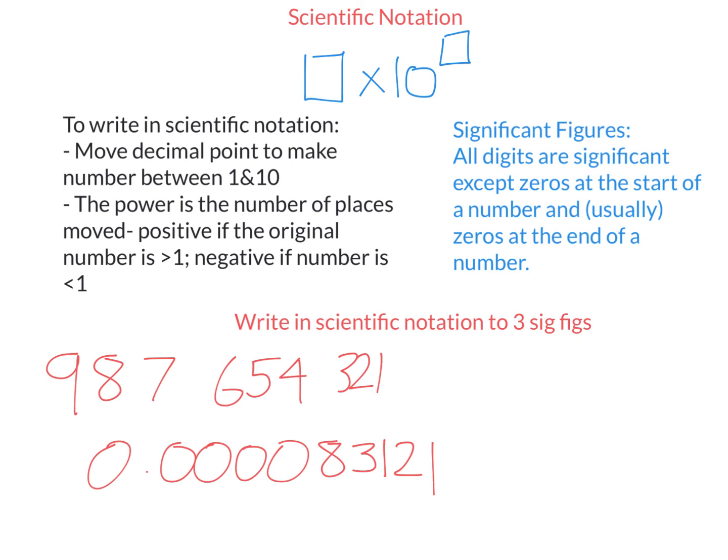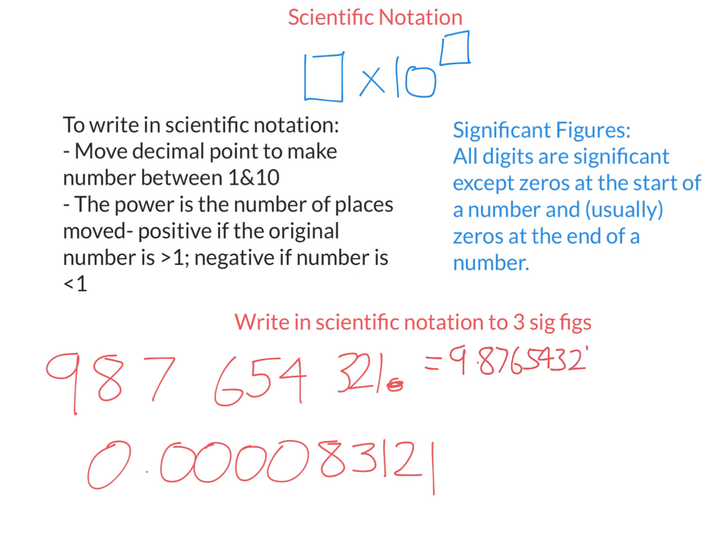All right, let's write this number in scientific notation. So we're going to put the decimal point here and follow these steps. So we're going to move the decimal point until this number is between 1 and 10. If I move it here, the number's not between 1 and 10, but if I move it here, the number becomes 9.87654321.